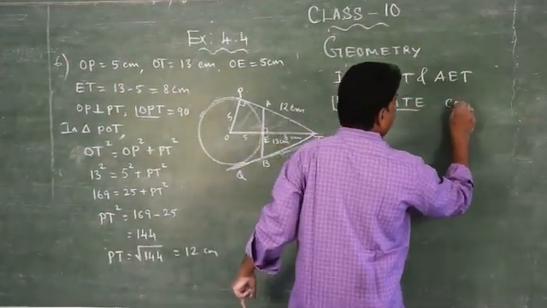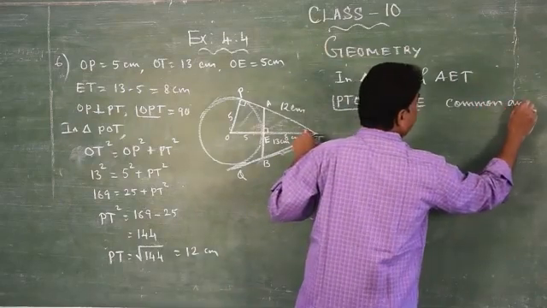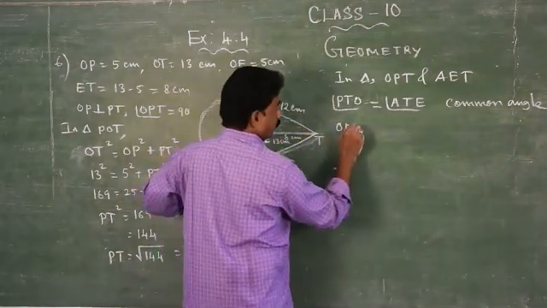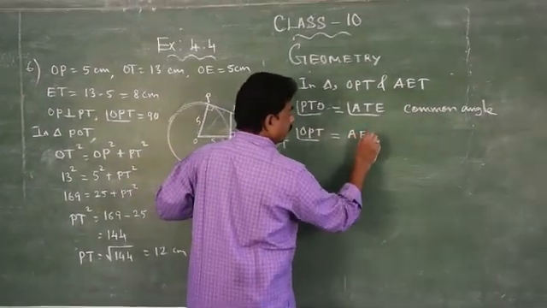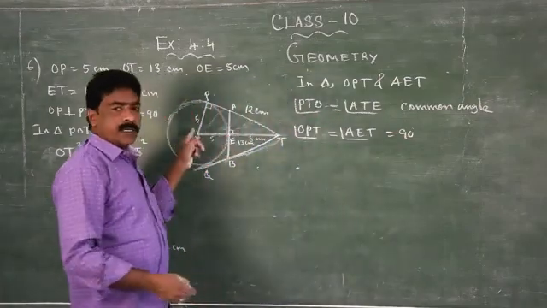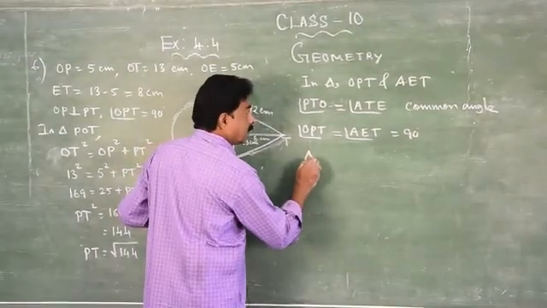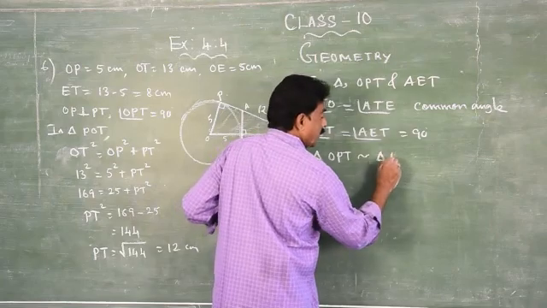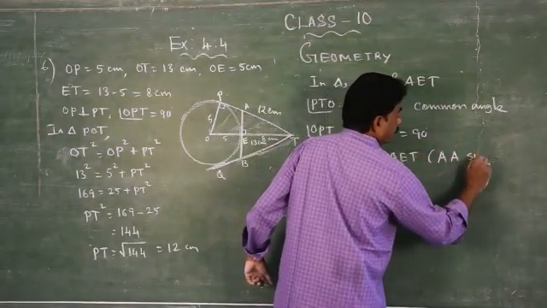Why? Because angle T is common, and angle OPT is 90 degrees, and angle AET is 90 degrees. So when two angles of one triangle are equal to two angles of another triangle, we say that the two triangles are similar. So triangle OPT is similar to triangle AET by angle similarity.